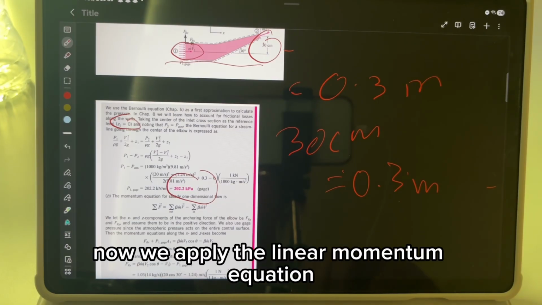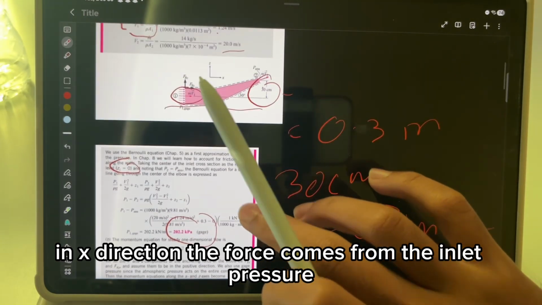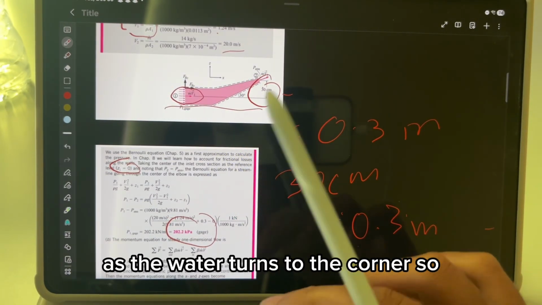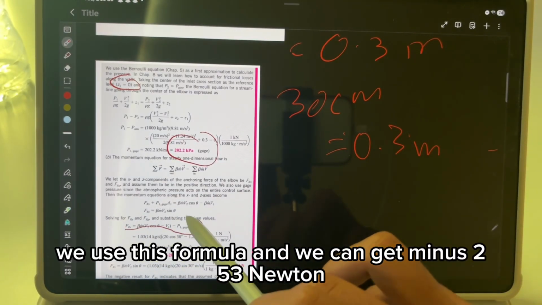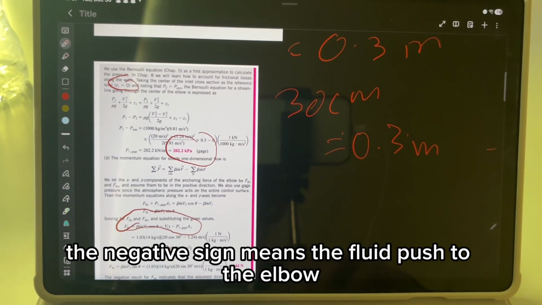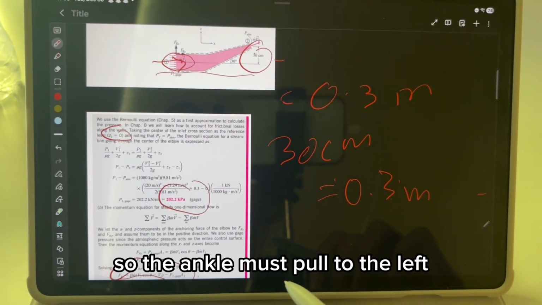Now we apply the linear momentum equation, resolving force into horizontal and vertical directions. In the x direction, the force comes from the inlet pressure and the change in horizontal momentum as the water turns the corner. We use this formula, and we get minus 253 Newtons. The negative sign means the fluid pushes the elbow to the right, so the anchor must pull to the left.